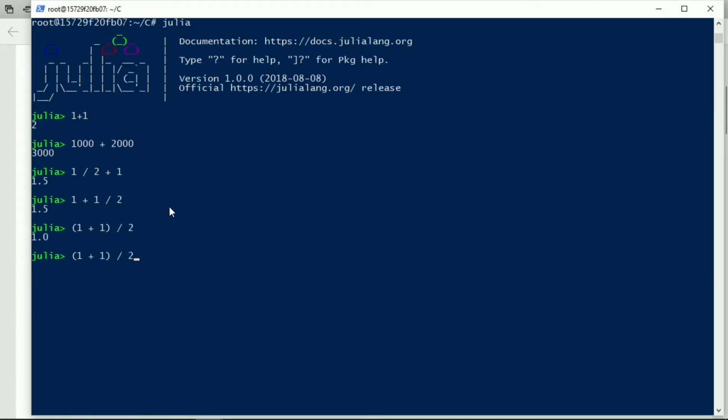You see that if we did the addition first in the first example we did, we will have 1 over 2 plus 1, and that will be 1/3. Here we have 1 plus 1 over 2.